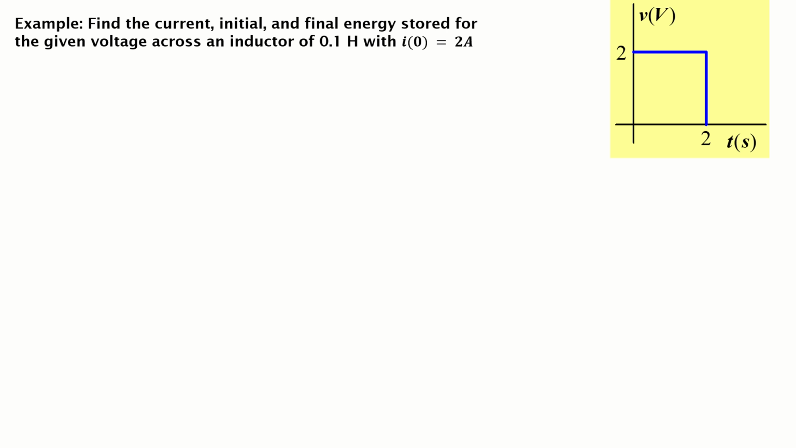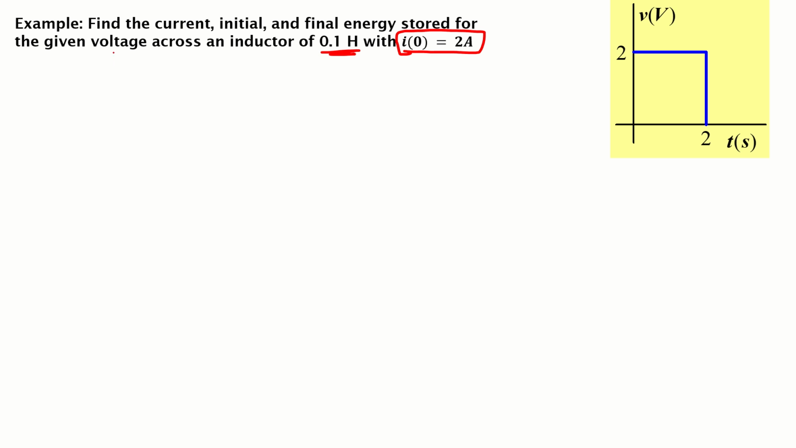So we have a waveform of a voltage drop across an inductor and we need to find the current, initial and final energy stored for the given voltage across an inductor of 0.1 Henry, with i(0) equal to 2 milliampere. So i(0) basically represents the initial condition: at time equal to 0, the current flowing through the inductor is 2 milliampere. So voltage is given, we need to find the current.